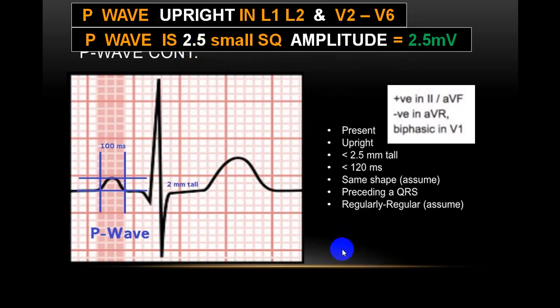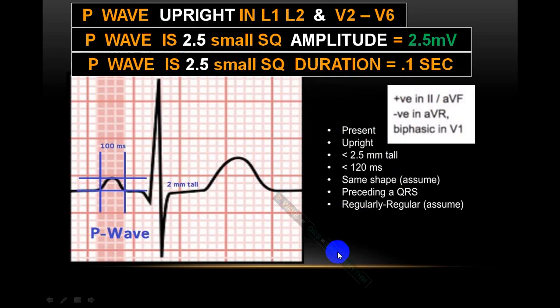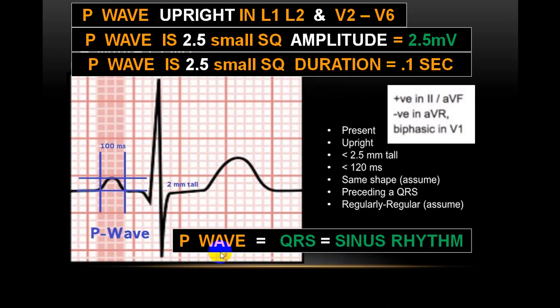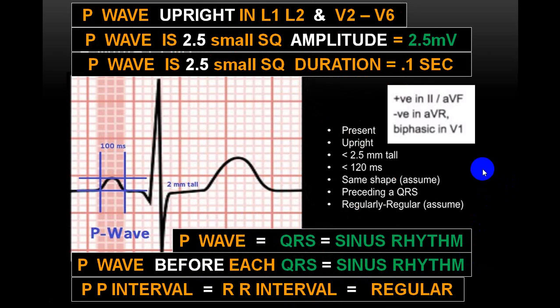Amplitude we have already told you: 2.5 small squares in duration, 2.5 small squares in height. P waves are equal in number to QRS complexes, and a P wave is always present before every QRS complex in normal sinus rhythm, and the PP interval and RR interval are always regular.